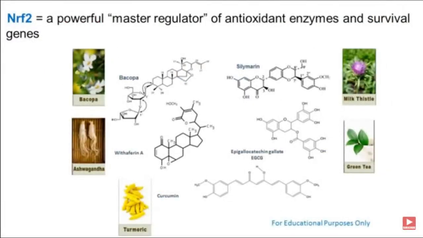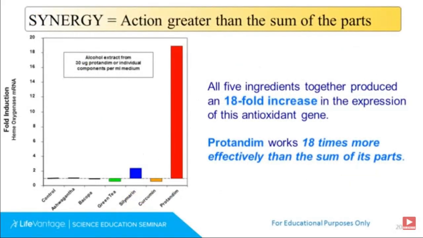Protandim is a combination of 5 plants: green tea, turmeric, milk thistle, ashwagandha, and bacopa. And each of these have their own unique actions, but they found that when they put these 5 together, it caused a significant increase in these antioxidant enzymes. In this particular study, they looked at hemoxygenase mRNA. And if you look at the individual ingredients, they have really little effect at all increasing the production of this. But when you put the 5 together in the combination that's in Protandim, there was an 18-fold increase in the expression of this antioxidant protein.